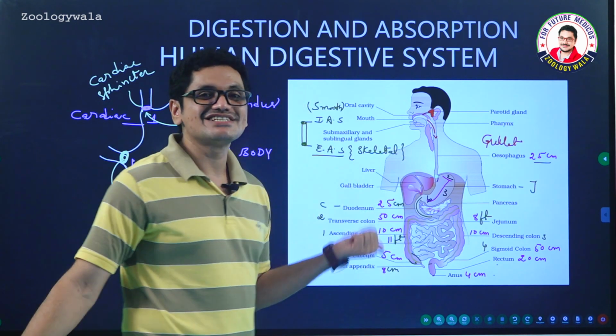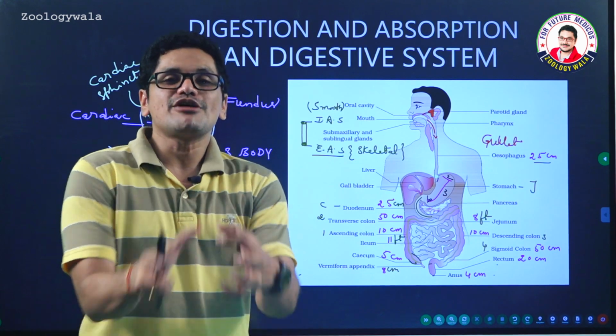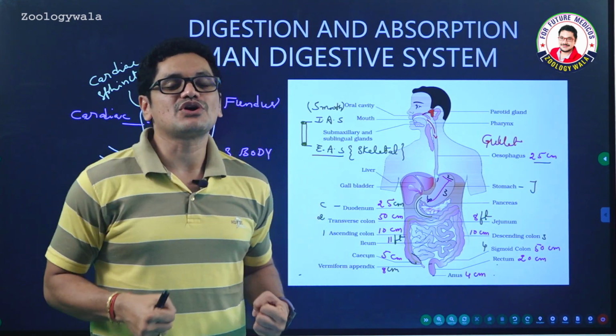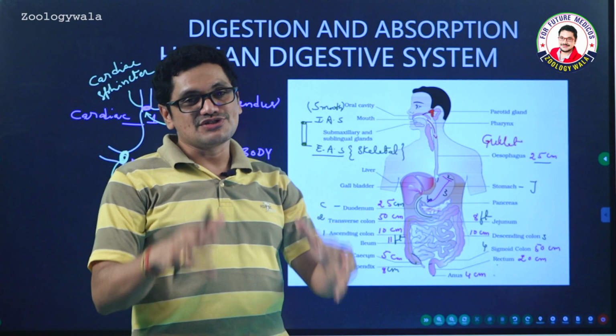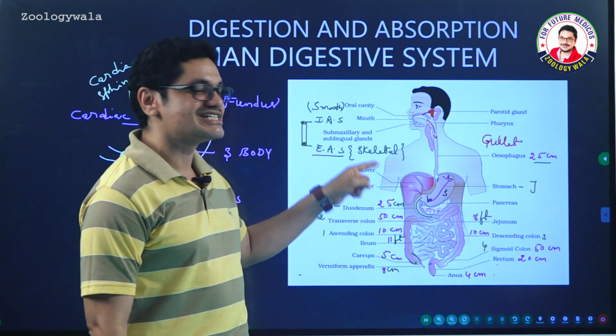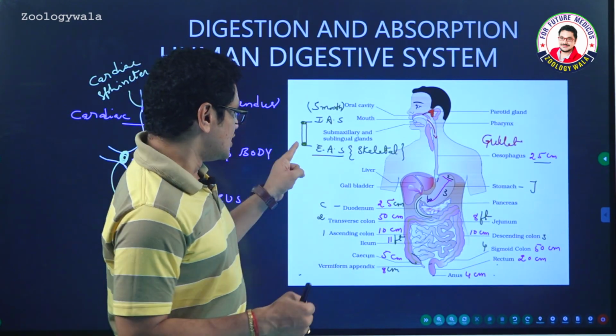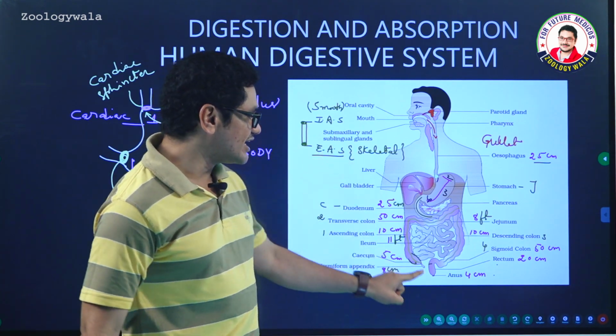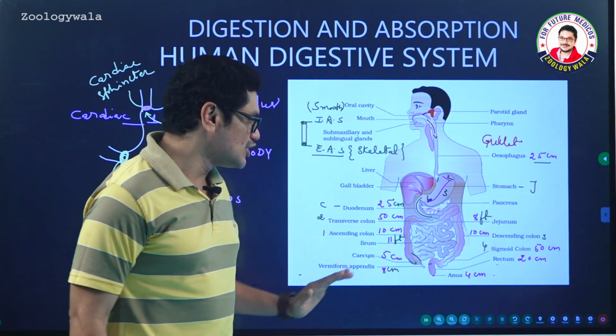It is made with skeletal muscle. So it is in our control. We are able to control the anal opening. We are able to control the process of defecation because of having the skeletal muscle. So external anal sphincter is made with skeletal muscle, internal anal sphincter is made with smooth muscle.